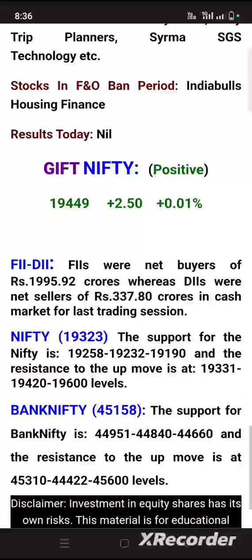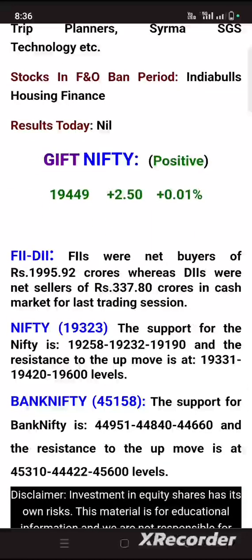And also you can see here foreign institutional investors and domestic institutional investors. So what was the net volume of the FIIs and DIIs?